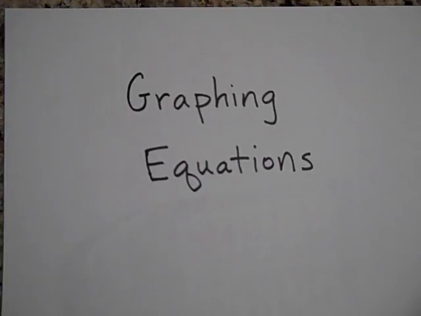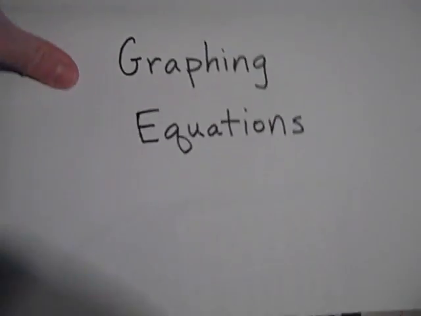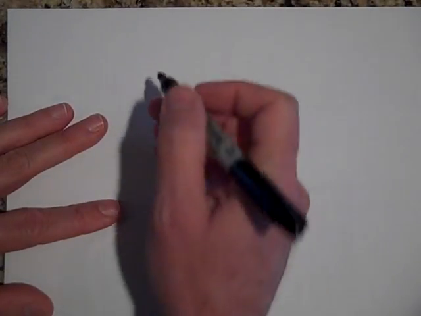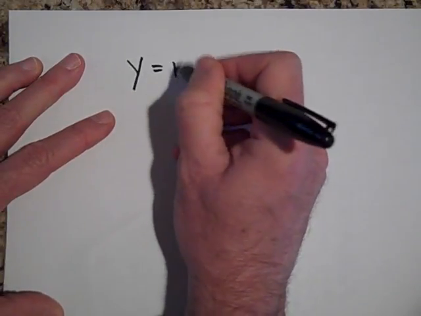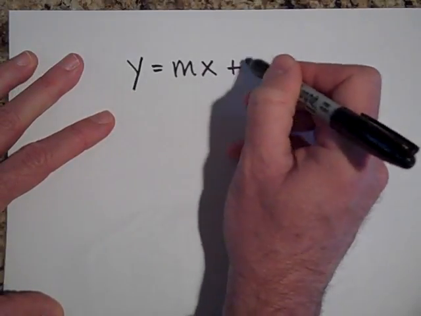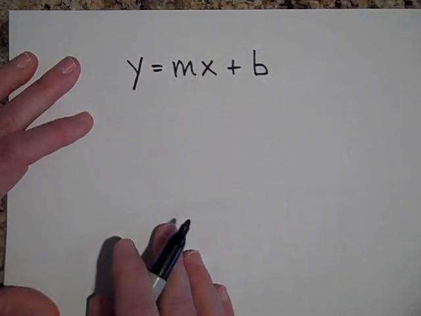Okay, I'd like to tell you about graphing equations. The AP tests like to do stuff like this. They make use of the fact that for a straight line, y equals mx plus b. So this is one of the equations for a straight line on a graph. Y equals mx plus b.